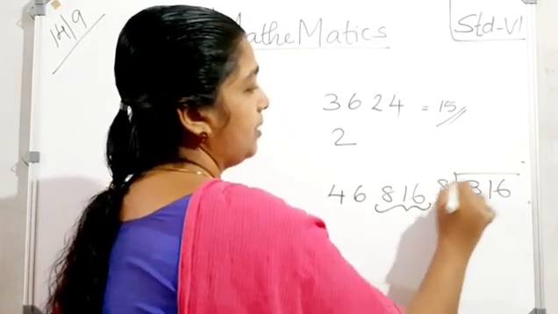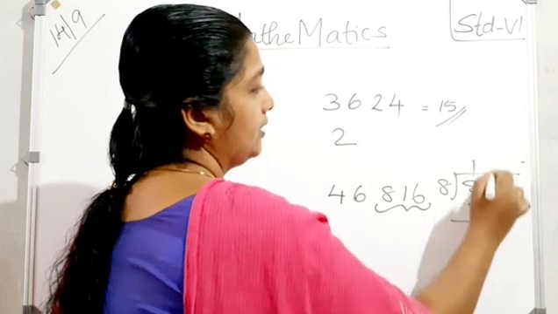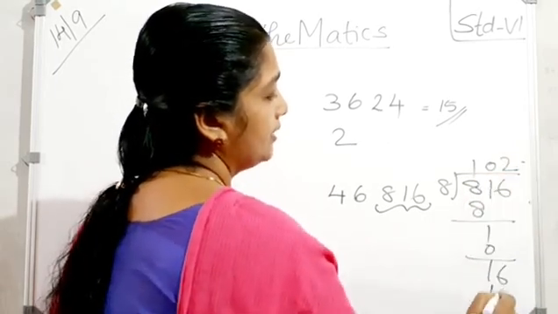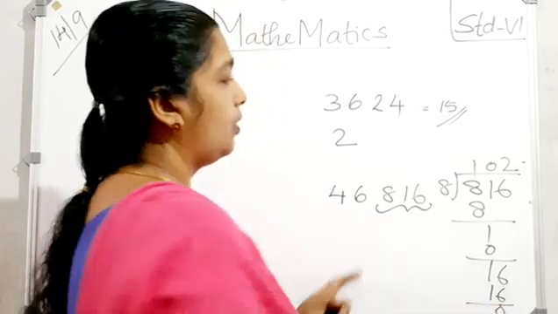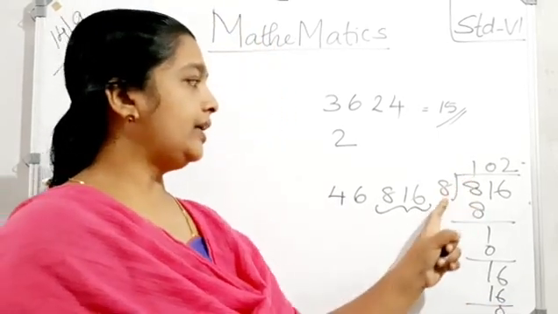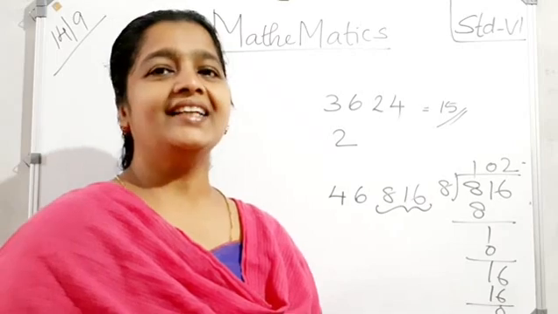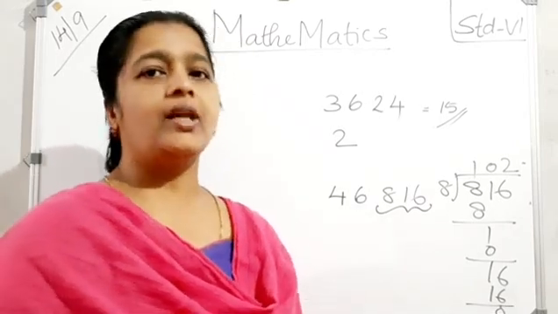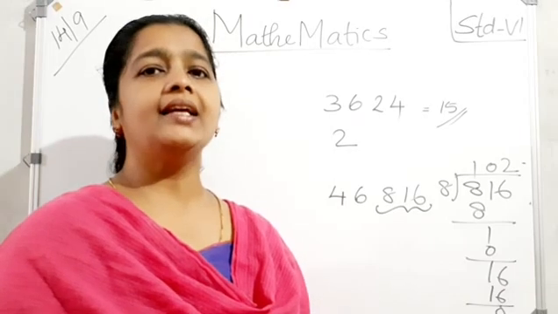816 is divisible by 8. Then 1, 0. Then 16. 2 8s are 16, 0. So here it is divisible by 8. So we can say that the whole number is divisible by 8. Understand? So next one, divisibility by 9.